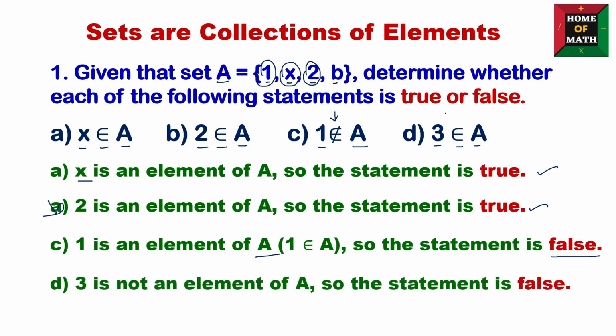And finally, 3 is an element of A. Look, here there is no object named 3. Therefore the statement is false. Why? Because in D it is mentioned that 3 is an element of A, but 3 is not an element of A. So the statement is false.